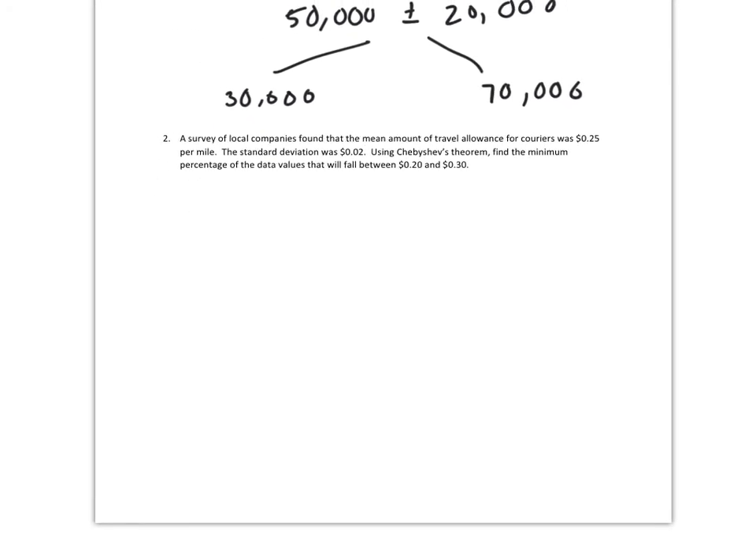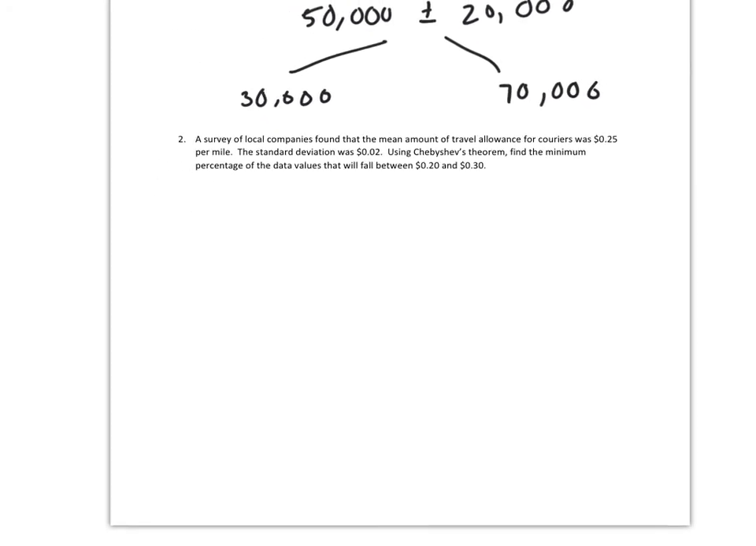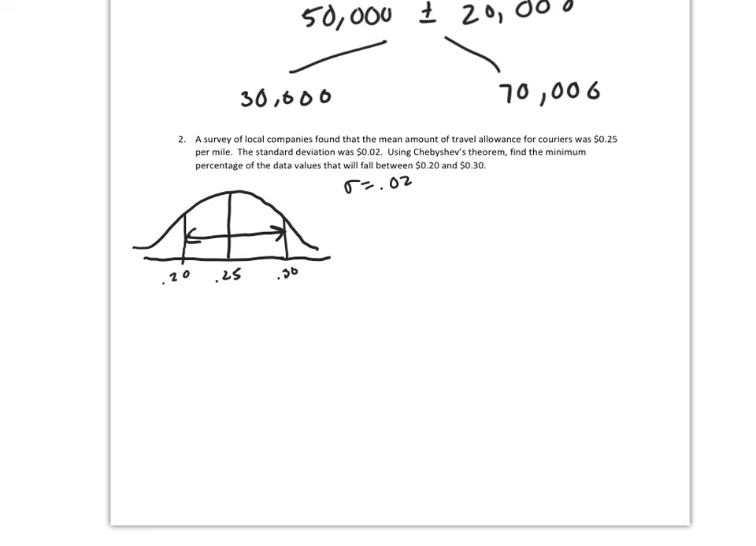Okay, look at number 2. A survey of local companies found that the mean amount of travel allowance for couriers was 25 cents. That's the mean. I'm going to draw a picture. Now, once again, I do not know its mound shape, but just for illustration purposes, I'm going to draw as if it is. The mean is 0.25. Standard deviation was 0.02. Using Chebyshev's theorem, find the minimum percentage of data values that will fall between 20 and 30. So 20 is here, I'm just estimating, and 30 is here, and we're trying to figure out what percent is between there and there.